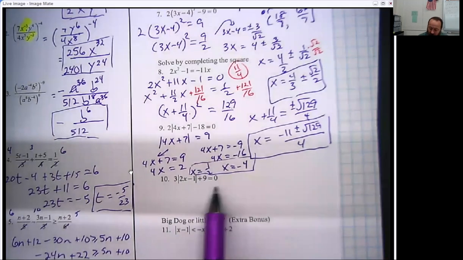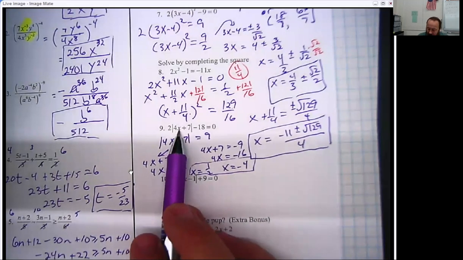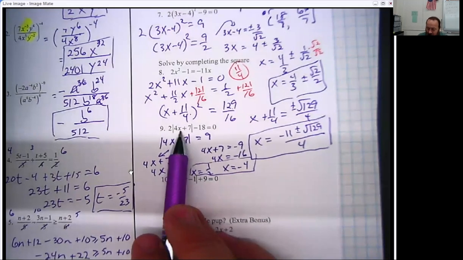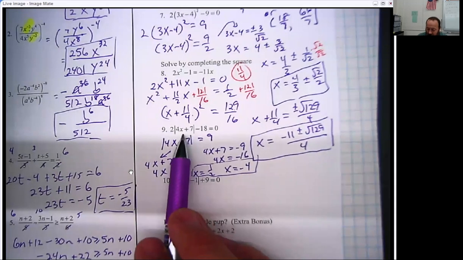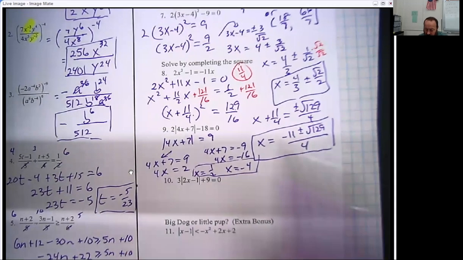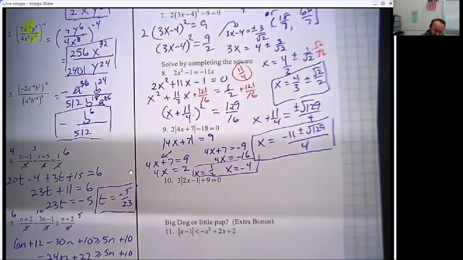And if you tried it, plug in a half. What's 4 times a half is 2. 2 plus 7 is 9. The absolute value of 9 is 9, and 2 times 9 minus 18 is, in fact, 0. You can check that answer without too much difficulty.